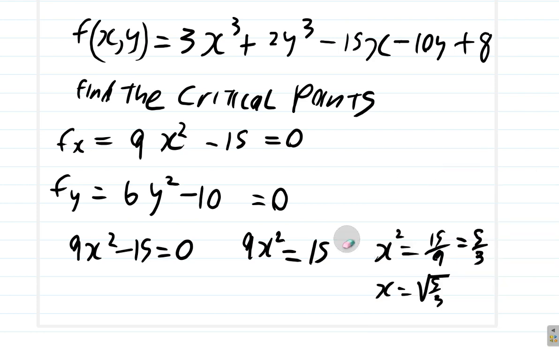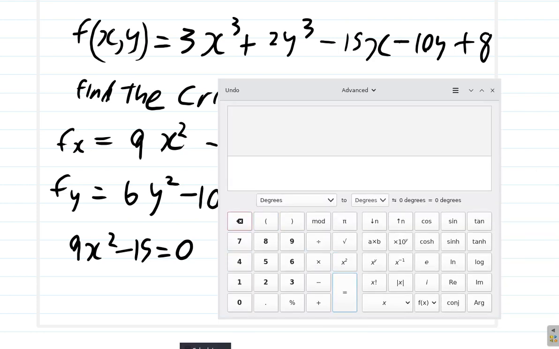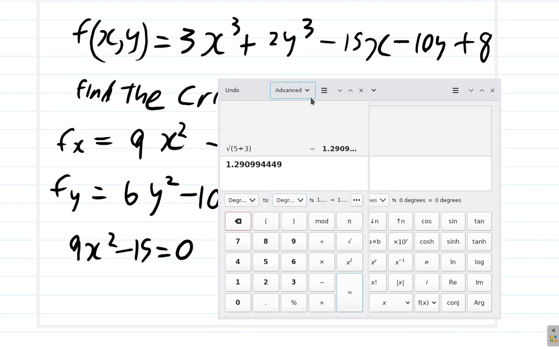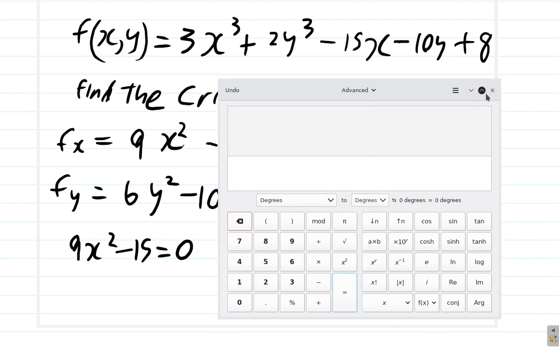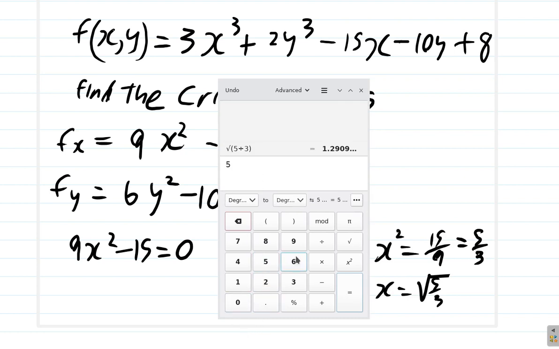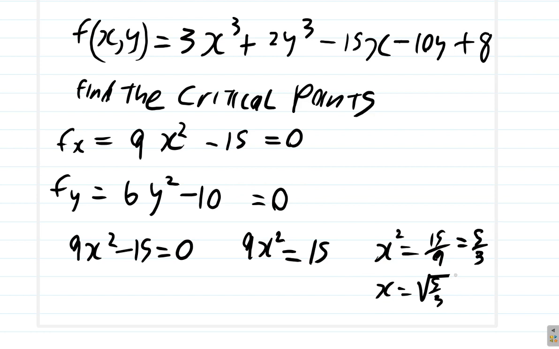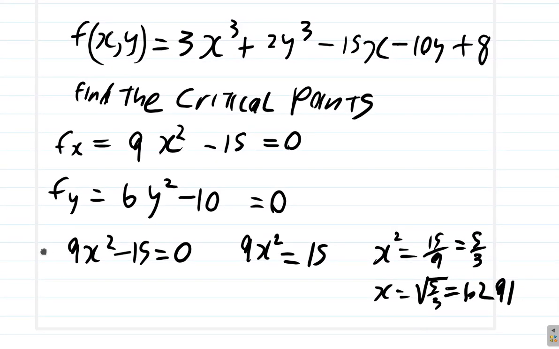Let's look at our calculator for that. 5 over 3 equals, and then the square root of that equals 1.291. So that's a value of x.